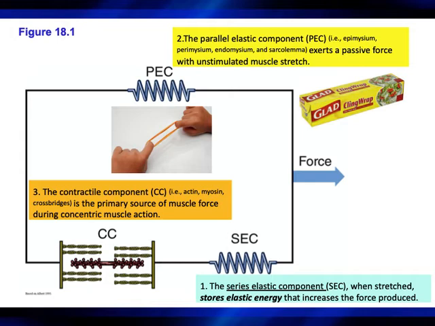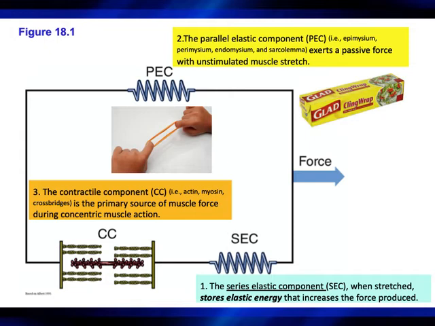So these two, the SEC and the PEC, produce elastic energy, which, if the eccentric contraction is followed by the concentric contraction, allows for an increase in muscle force production. The third component is the contractile component of the muscle, which is the actin, the myosin, and the cross bridges. And this is the primary source of muscle force during the concentric muscle action. So we have the SEC and the PEC generating elastic energy with a pre-stretch, which then allows for greater muscle force production, with the contractile components being concentrically contracted.